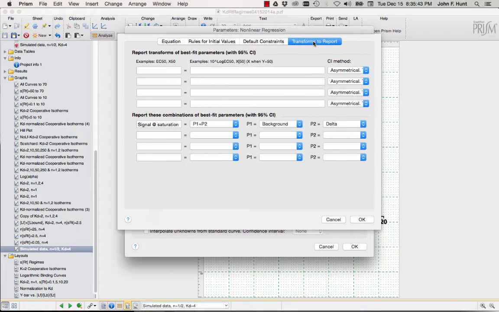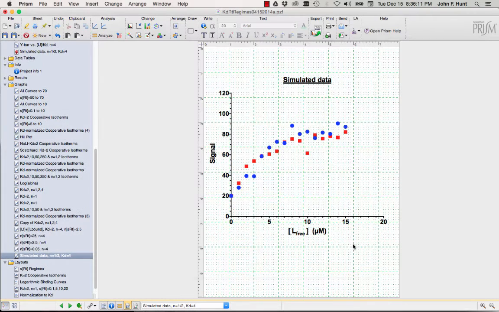I will note that I have reported one transform. I've asked the program to report one transform, which is P1 plus P2 in its lingo, where P1 in this case is the background variable and P2 is the delta variable. So what I've asked it to do is sum these two together. So background plus delta gives me the value at full saturation. So I'm asking it to also do the math itself and report its optimal estimate of the signal at full saturation. So let's go ahead and run the curve fitting.